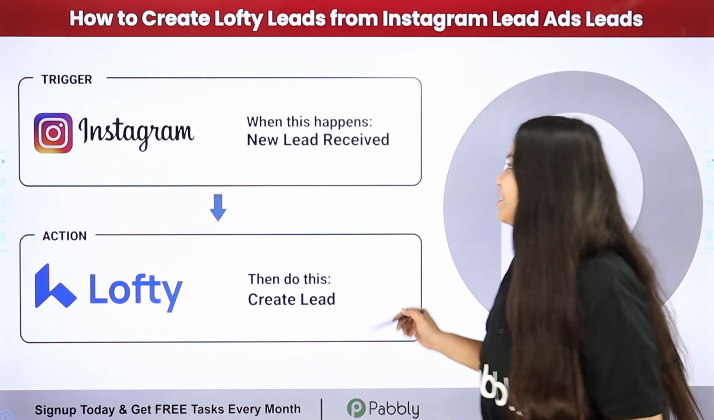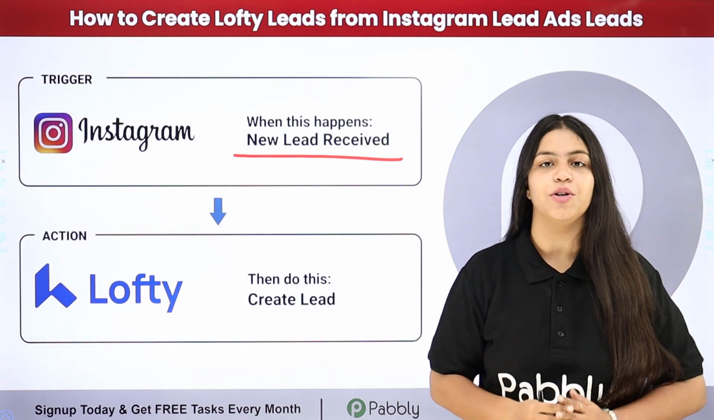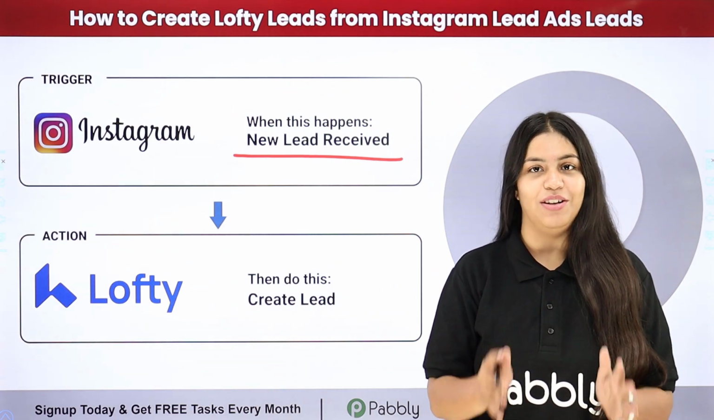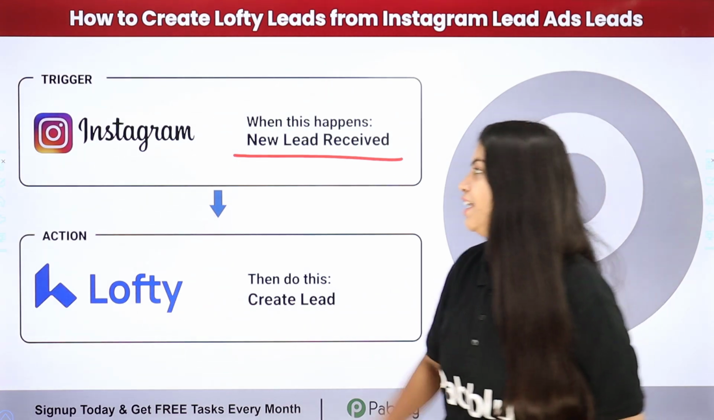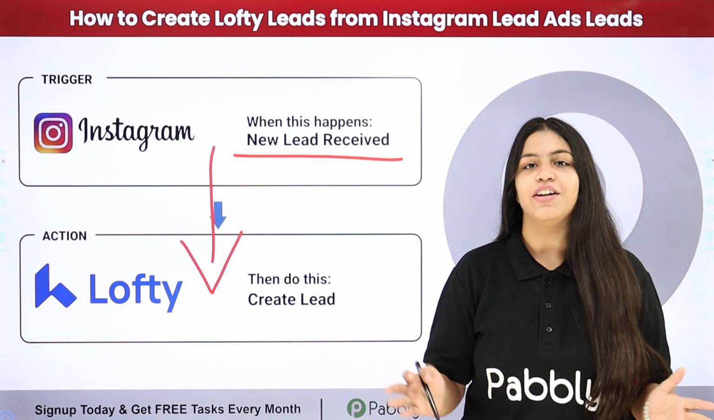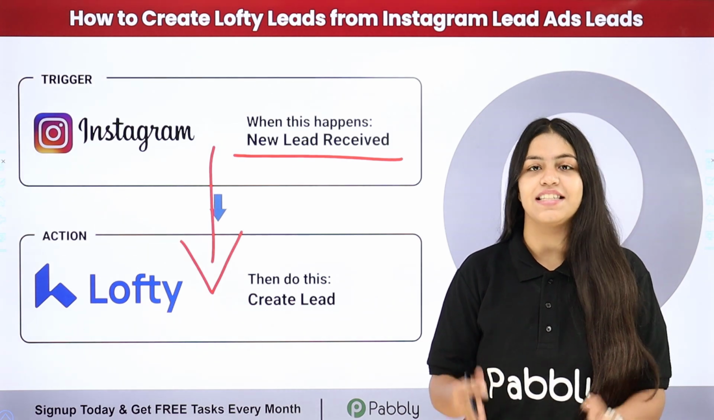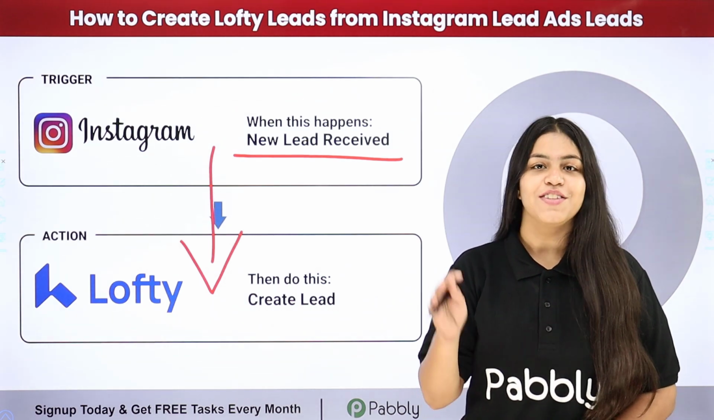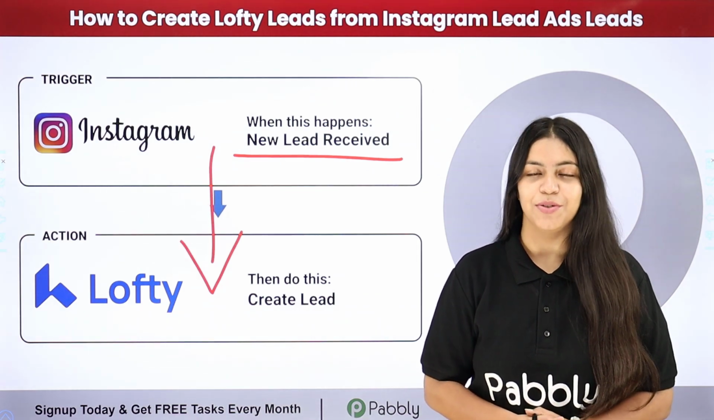Now what I want is that as soon as a new lead is received from my Instagram lead ads, I automatically want to add that same lead's details into my Lofty so that we can nurture that lead. To do this, we're going to create a connection between Instagram lead ads and Lofty. To create this connection without knowing any programming or coding language, we are going to use Pabbly Connect. It is an amazing automation software. Do you also wish to learn this process step by step? Then let me take you to my computer screen.